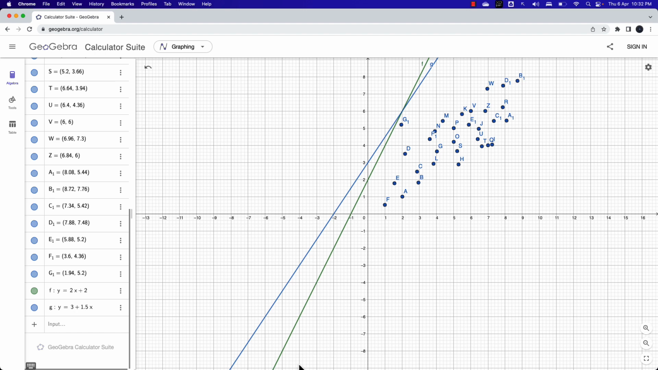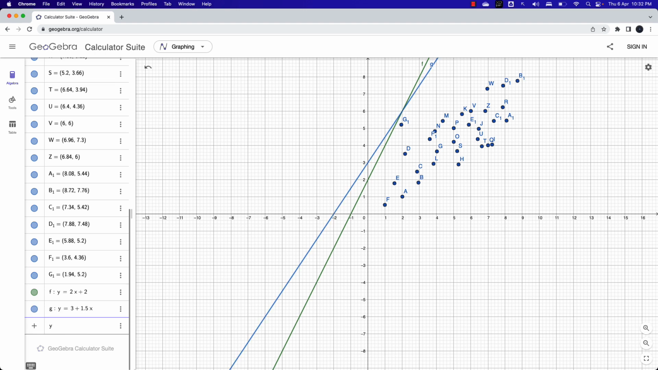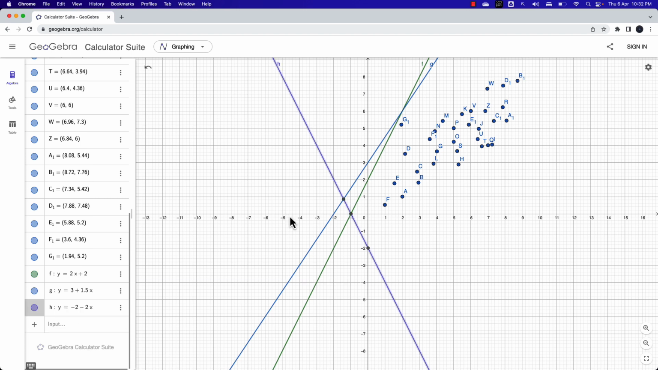Now, if I change the values of a and b: in the first example, a is 2 and b is 2. In the second example, a is 3 and b is 1.5. Let me give one more example: y is equal to minus 2 minus 2x. See, this is one more example where a and b are both equal to minus 2. So by changing the values of a and b in this equation, I can get various straight lines, as you have seen in this example.